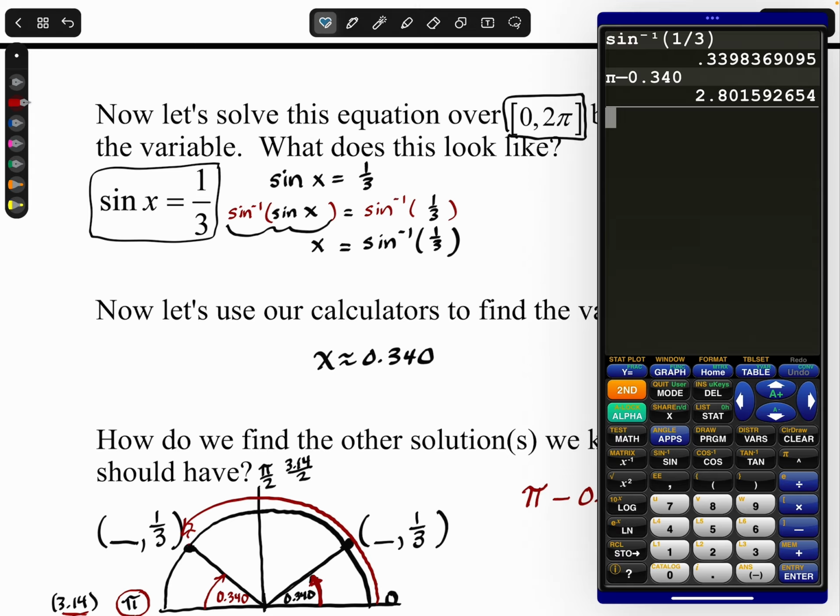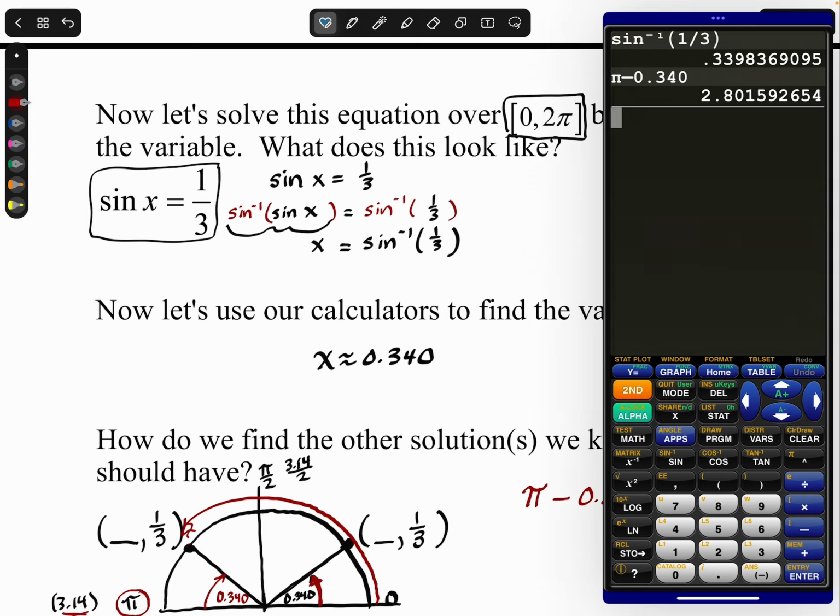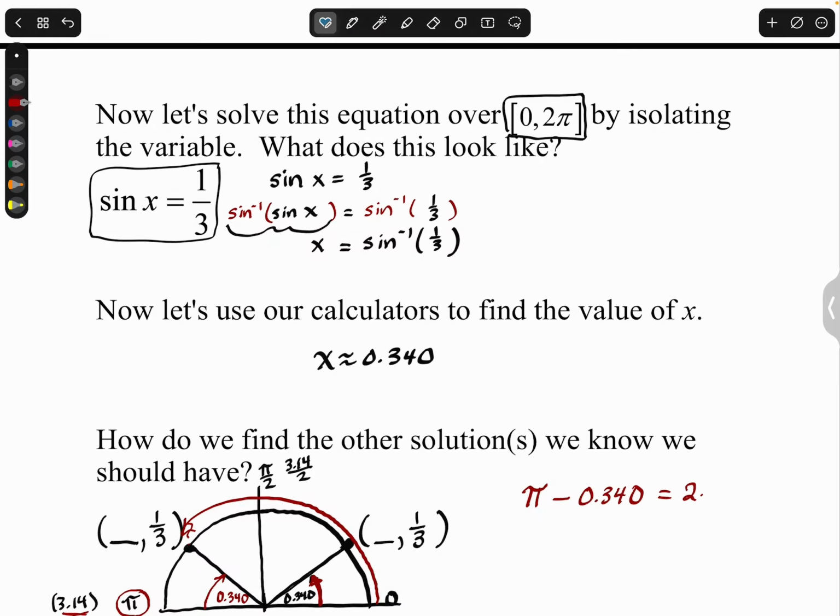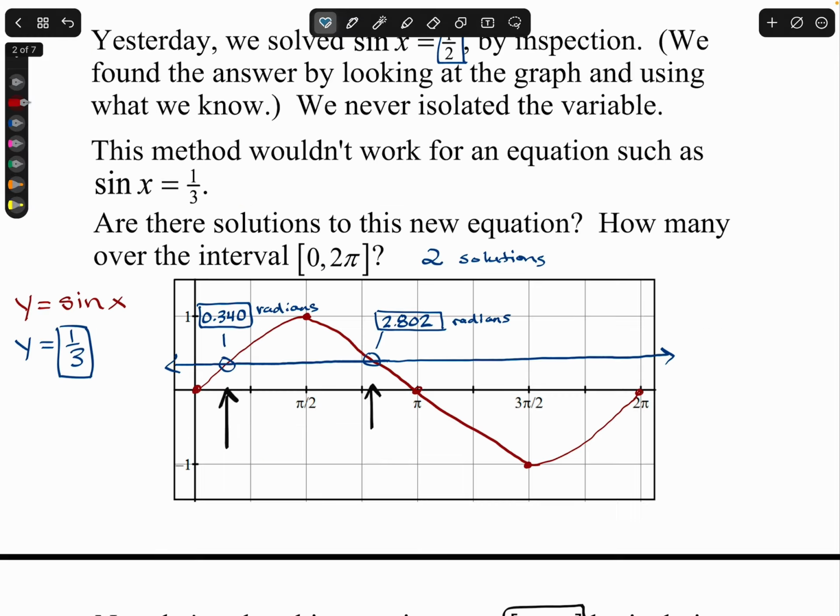Let's see what we get. Right, 2.8015, which I think we rounded as 2.802 before. That's 2.802 radians. So wait, what did we see? Oh, that's the same answer we got over here. Because think about it, this is like our first quadrant, and then like our second quadrant, right? That's our second quadrant answer.